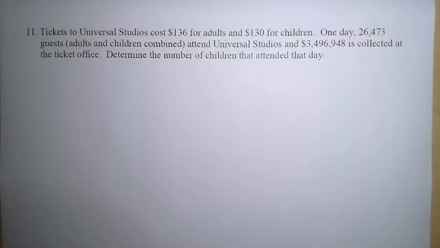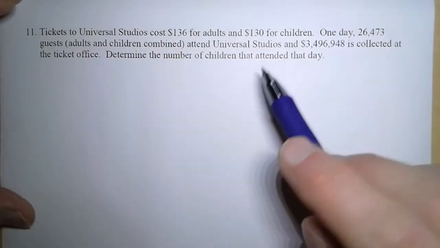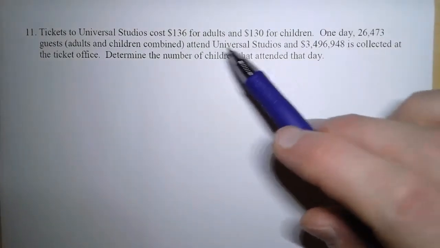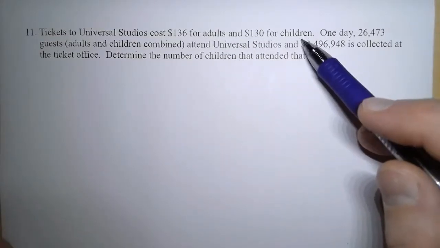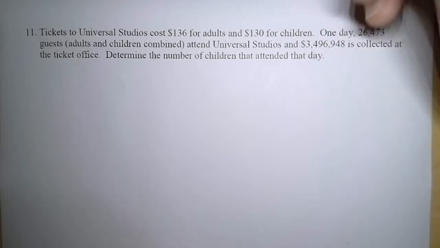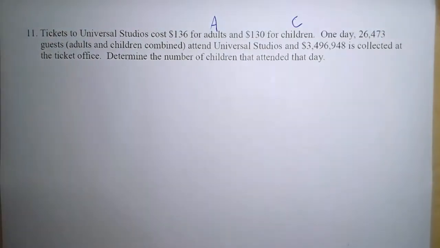In this video, they give us that tickets to Universal Studios cost $136 for adults and $130 for children. But they don't tell us how many adults and how many children attended. So that's our unknowns. That's what we have to figure out. So I'm going to call the number of adults A and the number of children C.